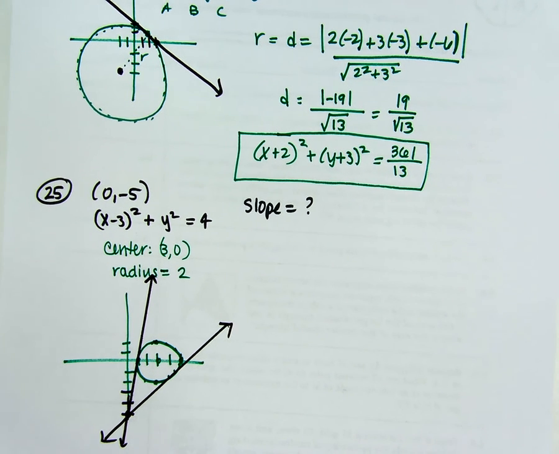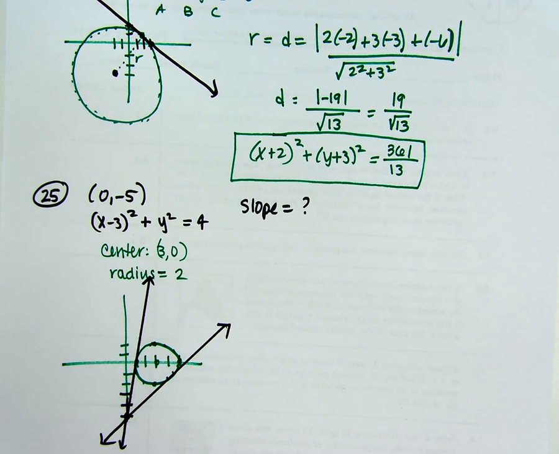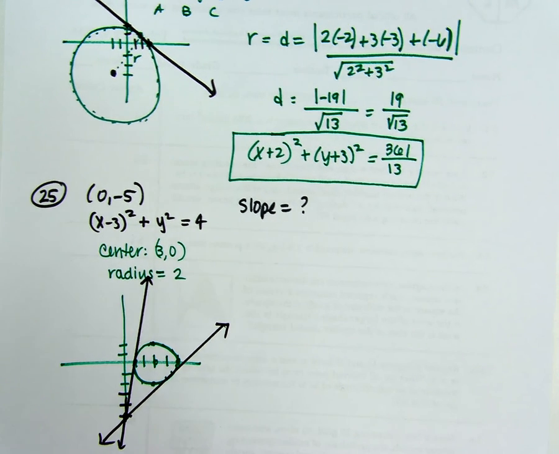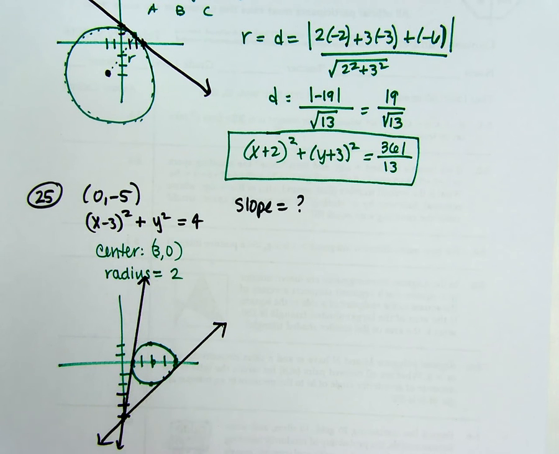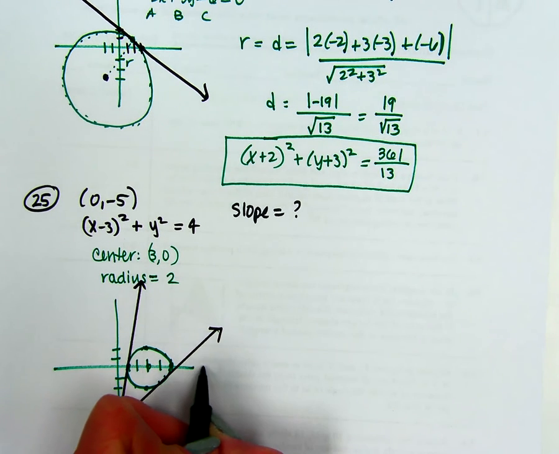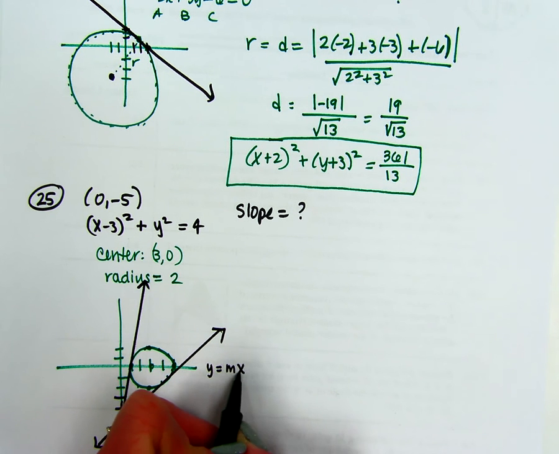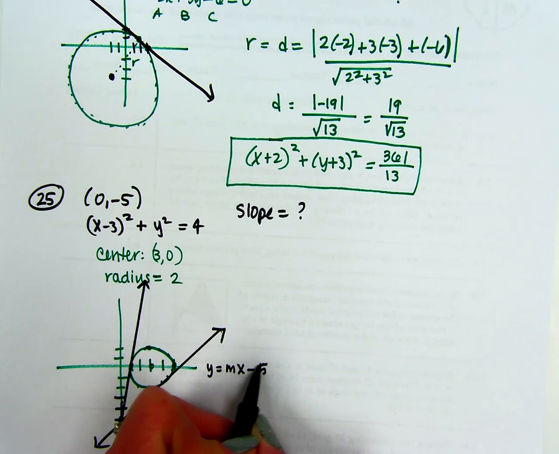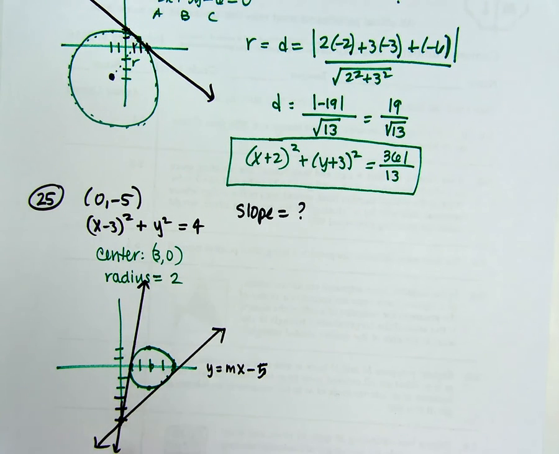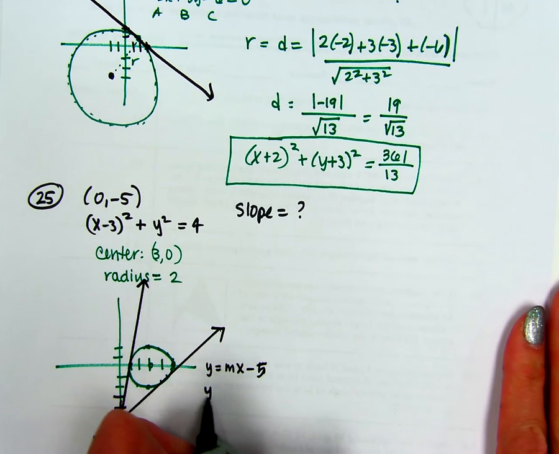All right, so I need to find the slope of those lines. So what exactly do I need to find? Well, I think it would be helpful to find this line. I know it has some slope. I know the y-intercept is negative 5. Okay, so that is my y equals mx plus b.